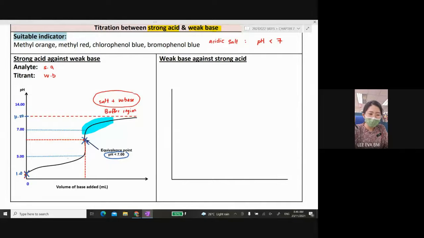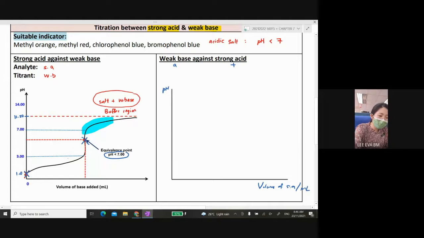Weak base, is it analyte or titrant? Analyte. And then strong acid will be your titrant. So again, pH against volume of titrant. In this case, the titrant is your strong acid.